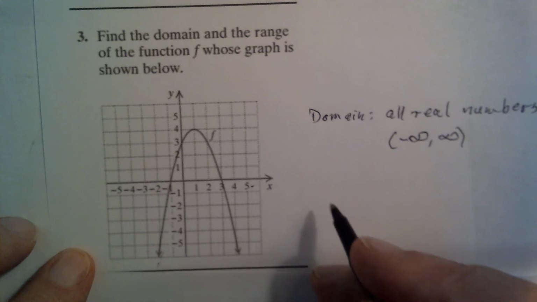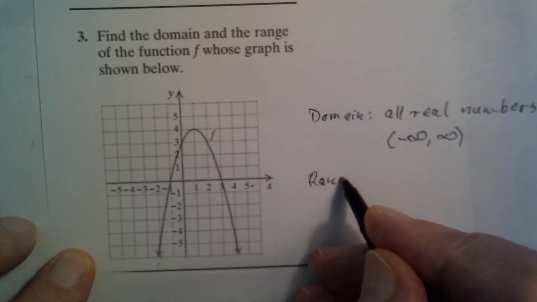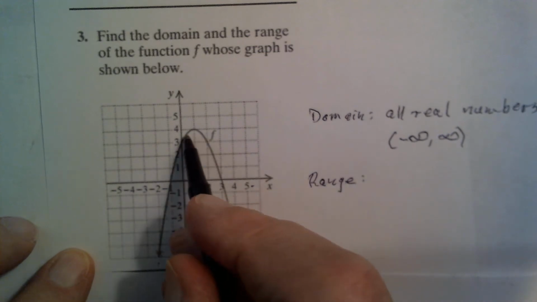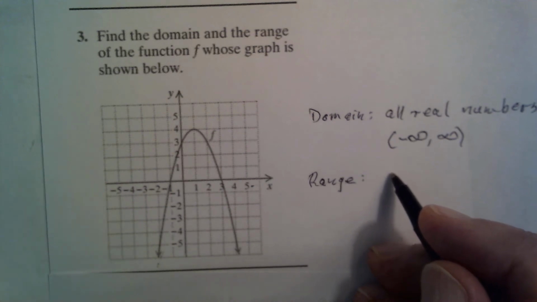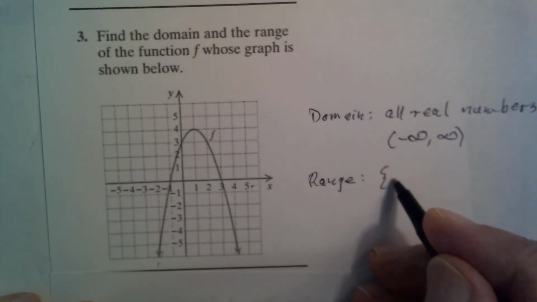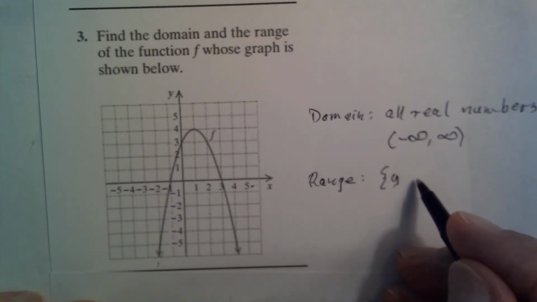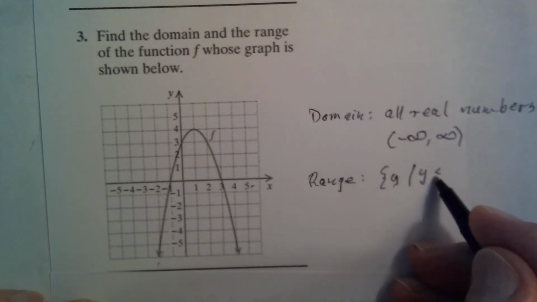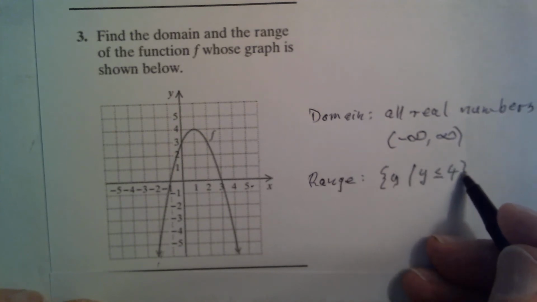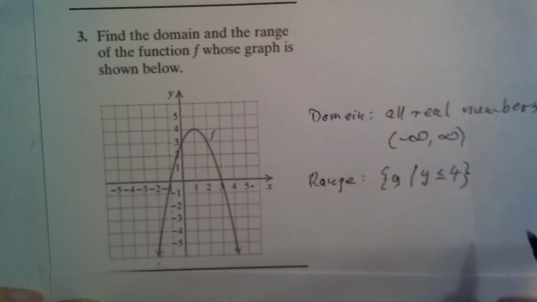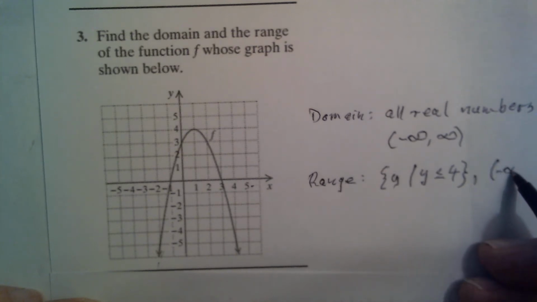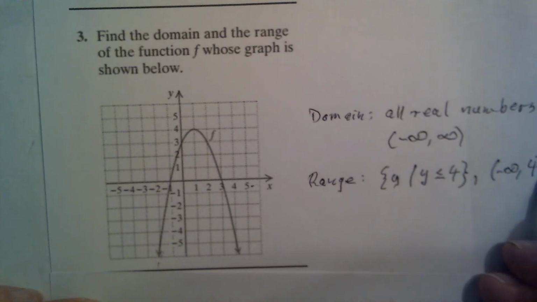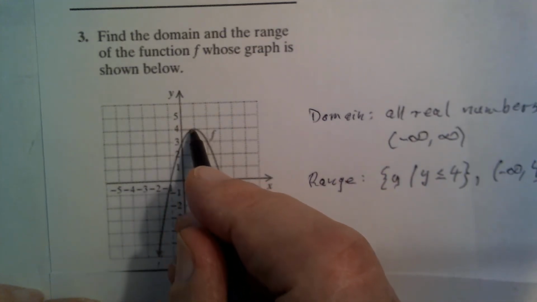Now, for the range, the highest point of the function is at 4, so that's the set of all y such that y is less than or equal to 4, because it goes down to minus infinity. Or in interval notation, we could write that as minus infinity to 4 with a bracket. Here's the value of 4 for the function.